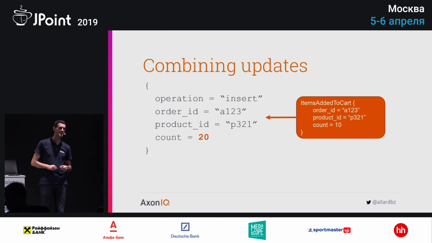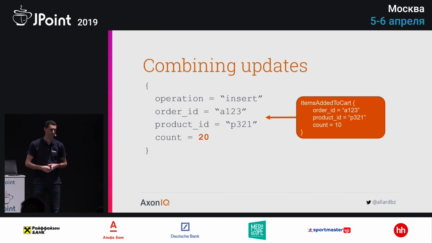So assume an items added to cart event comes in for 10 products. Well, what we do is, well, that's an update, but instead of sending an insert and an update after, we just update the insert before we send the insert. So we go, oh, it's an insert of 20 now. Great, right? Now this is a fairly simple example, right? Just adding to a certain number.